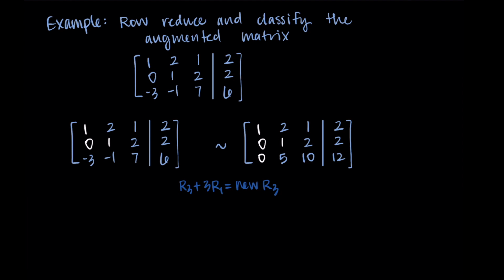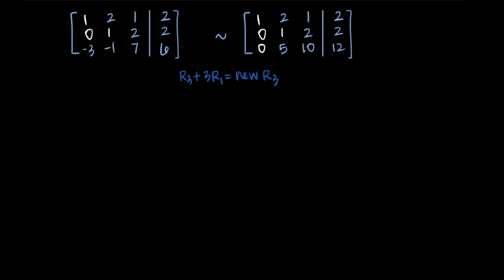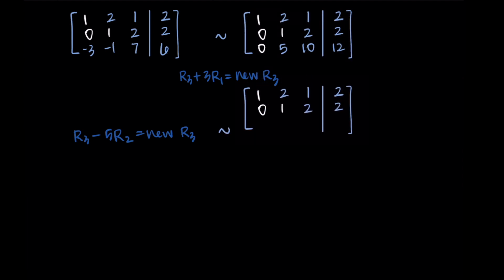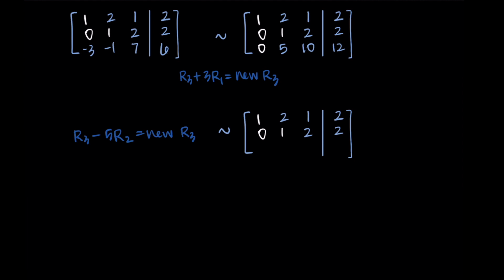Now I have that 0 in the position I want, and I'm going to move on to the 5. So I want that 5 to become a 0 as well. To make that happen, I'm going to subtract 5 from it. I'm going to take off 5 of the second row. This is going to become my new third row. So I do 0 minus 0, 0. I do 5 minus 5, that's 0. And then I'm doing 10 minus 5 times 2. So that's 10 minus 10, which is also 0. Okay. Then lastly, I have 12 minus 5 times 2. So that's 12 minus 10, which is 2.